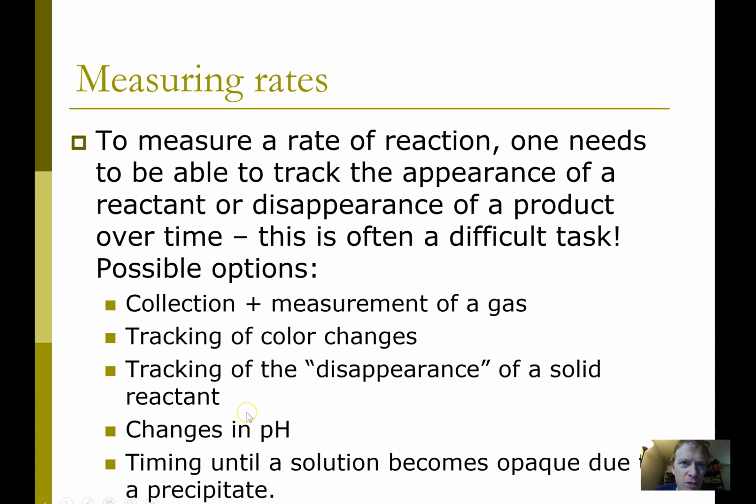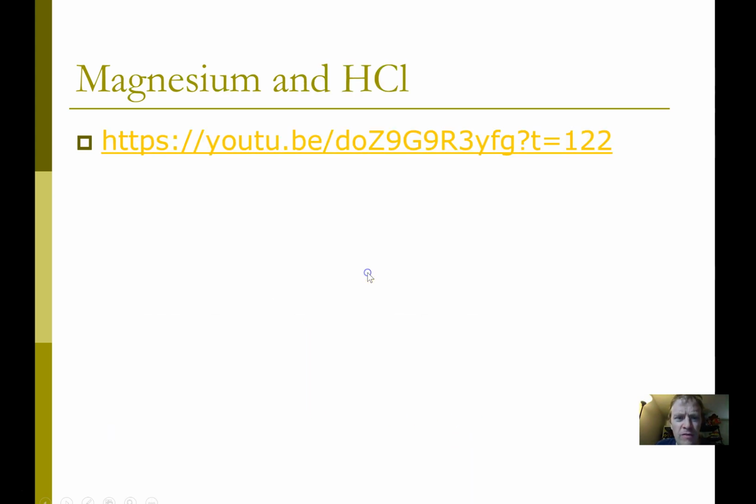If you had a pH meter, and we're going to talk about pH later, when we talk about acid base, perhaps you could track the pH changes over time, or time until a solution becomes opaque due to a precipitate. And I'll show you an example of that. So just to give you a little bit of an idea of what I'm talking about, a class experiment is to do magnesium and HCl and to do some rate experiments with that.